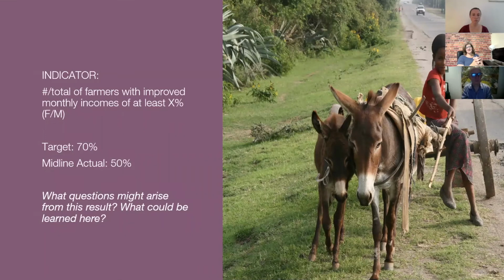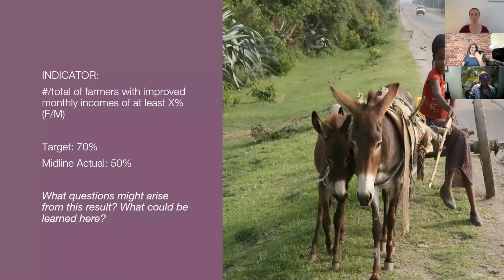So back to our sample indicator here. So let's say in this scenario, that the goal was that 70% of the participating farmers would have an improved monthly income of at least X% that we've set for the target. And the target was 70%. At midline, so halfway through the project, we're at 50%. What questions might arise if you're looking at that data?